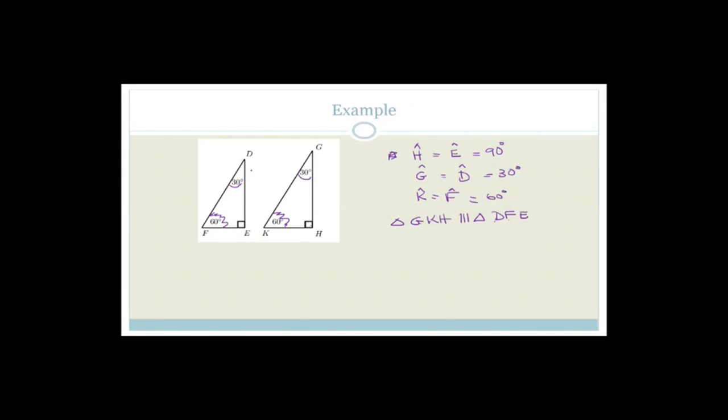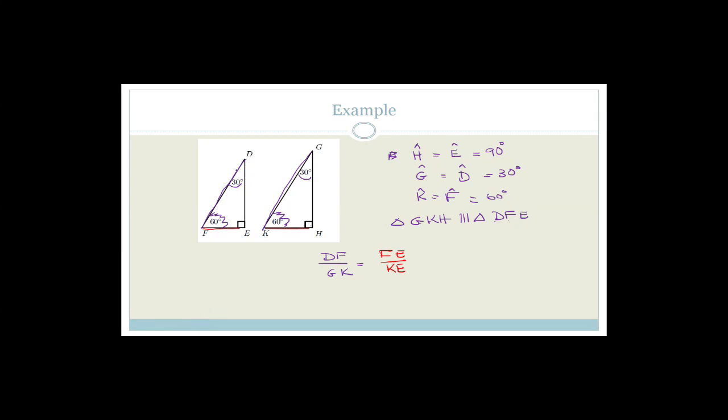That means that the ratio of this side over that side is equal to the ratio of this side, for example, over this side. They're in proportion. Okay, so I could say, for example, that DF over GK is equal to FE over KH. Now that might seem a bit complicated, so let me put it in numbers for you.